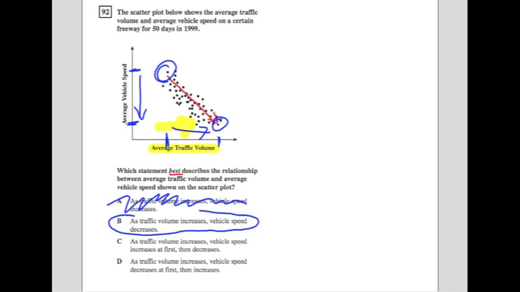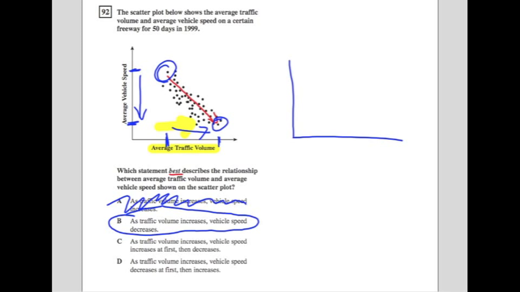I'm going to circle it. I'm not totally 100% sure yet. I still have to read my other answers. C says, as traffic volume increases, vehicle speed increases at first, then decreases. Well, I don't think that's true. And if that was true, my graph would look something like this.